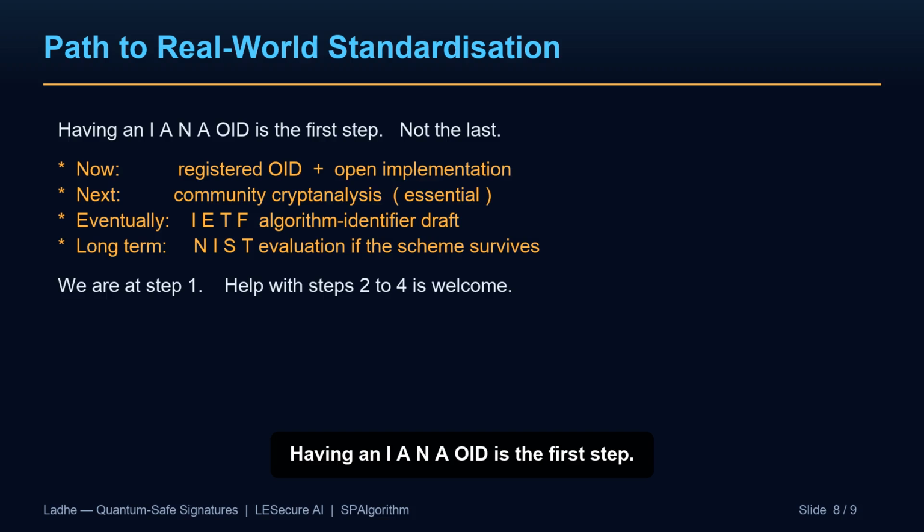Having an IANA OID is the first step. It is not the last. Right now we have a registered OID and an open implementation. Next, the scheme needs community cryptanalysis. That is essential. Then would come an IETF algorithm identifier draft, and eventually, NIST evaluation. If the scheme survives community review, we are at step 1. Help with steps 2 through 4 is welcome.